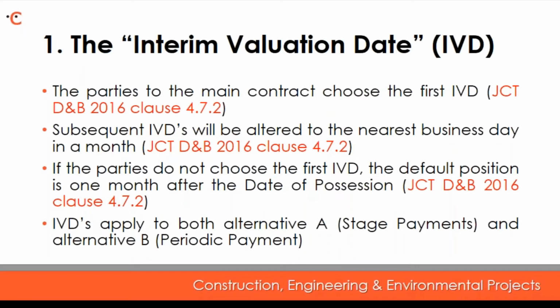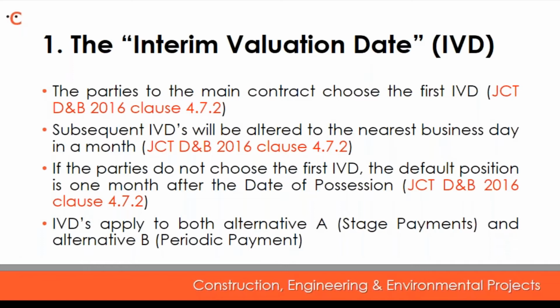So the first change to the payment provisions is the interim valuation date. JCT have introduced the concept of a common interim valuation date. This date is the same in the main contract, the subcontract, and the sub-subcontract. This change improves the speed at which the subcontractors and sub-subcontractors get paid. Under the main contract, the parties would choose the first interim valuation date, and that date is stated in the contract particulars.